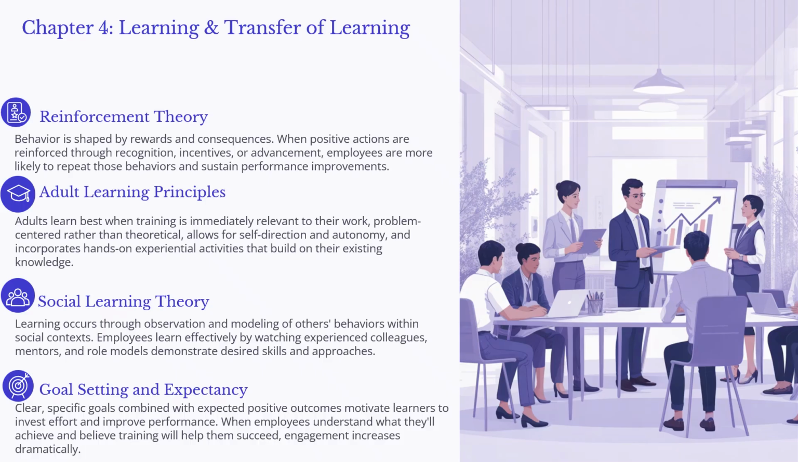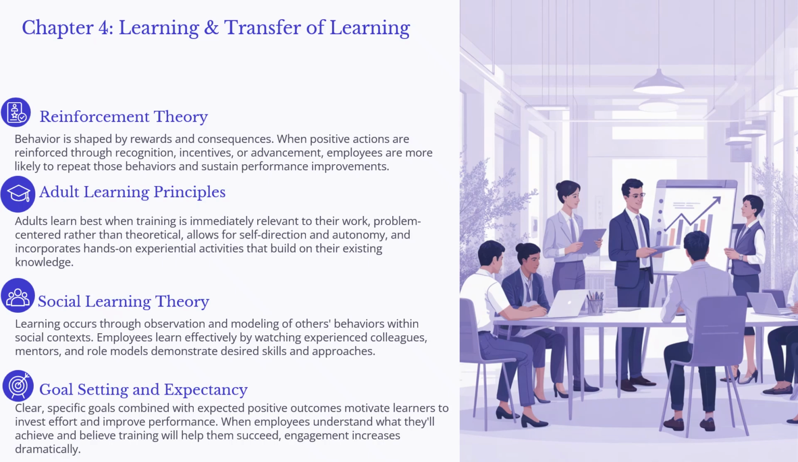And then social learning theory. Learning occurs through observation and modeling of others' behavior within social contexts. Employees learn effectively by watching experienced colleagues, mentors, and role models demonstrate desired skills and approaches.